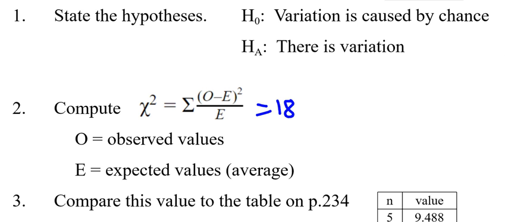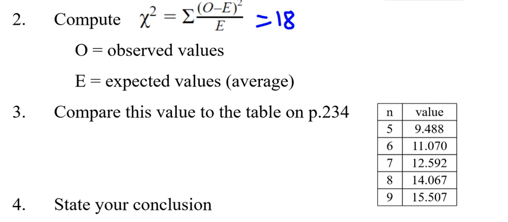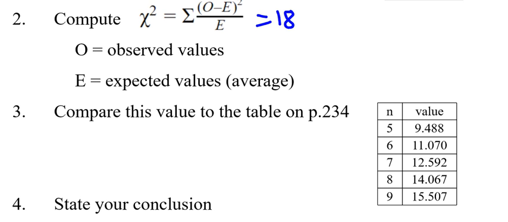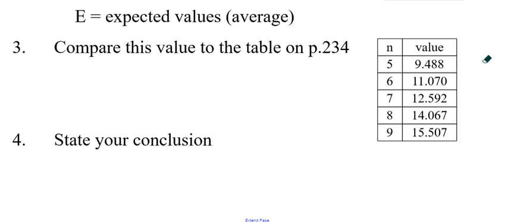Okay, I'm going to scroll down here. Third step says compare this value to the table on page 234. Well, if you had your textbook handy, you'd look up that table, you'd find what you need. Since you're watching this, you probably don't have your textbook handy, so I gave you part of the table. N is the number of categories you had. Like on the previous page, there were 5 flavors.